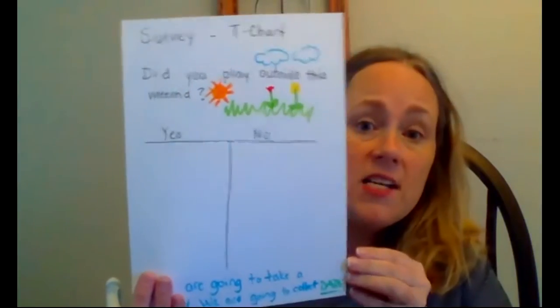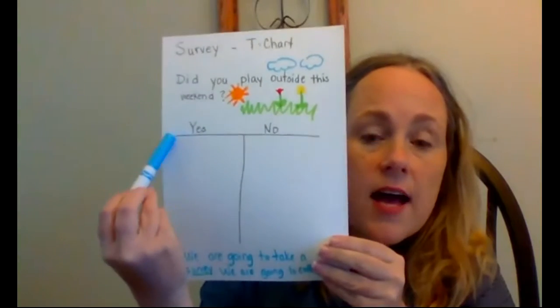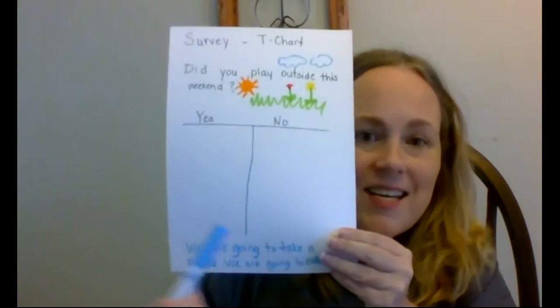Data will be, in this case, a yes or no answer. And it will be how many people said yes to the question and how many people said no to the question. We'll be recording our data on a T-chart. And it's called a T-chart because it looks like a T.